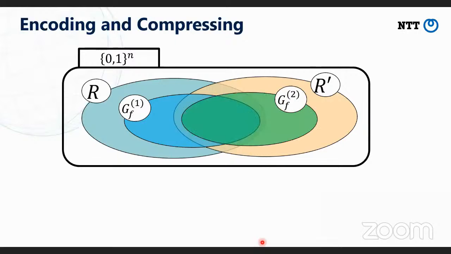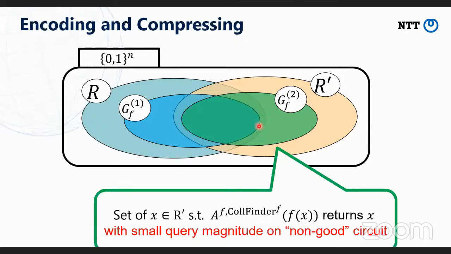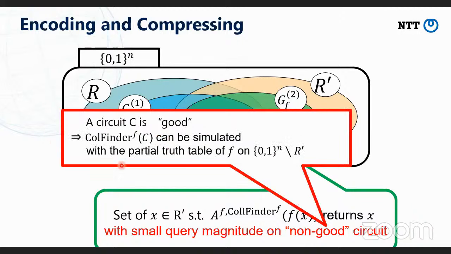And next, we also take an additional subset GF2 inside R prime. And this is the set of x inside R prime such that the adversary A inverts F(x) and the adversary's quantum query magnitude on non-good circuits is very small. And here I'm talking about the queries to the CallFinder oracle. And here the good circuit is defined like this: a circuit C is said to be good if the value CallFinder of C can be simulated only with the partial truth table of F outside R prime.